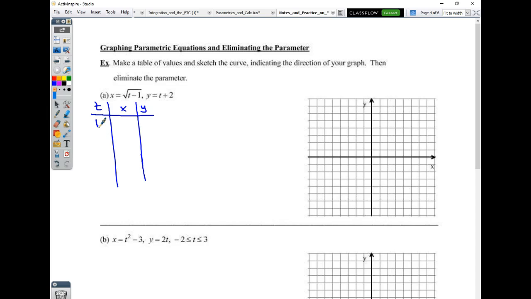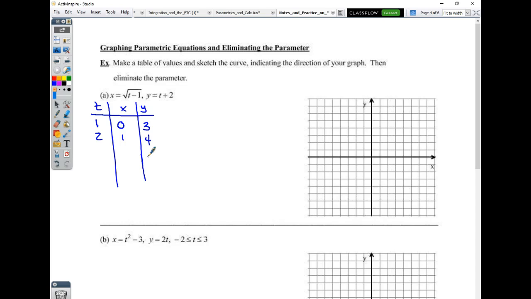If my T is 1, what would my X be? What would my Y be? What if my T was 2? What is my X? 1. What is my Y? Now here comes the next one. T is equal to 3. Do I really want to do T is equal to 3? Because it would be the square root of 2, and I don't really want to have to graph the point square root of 2.